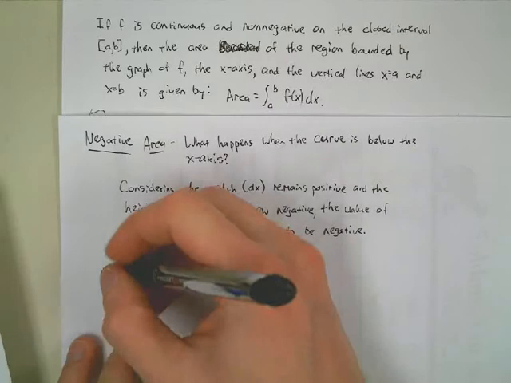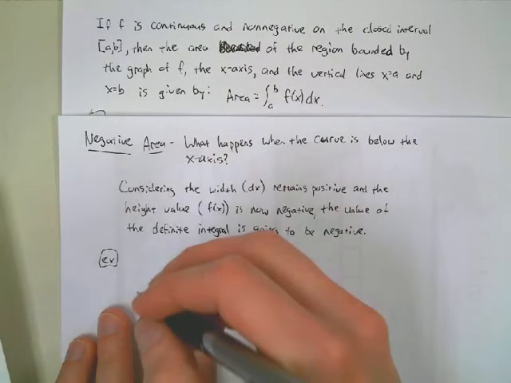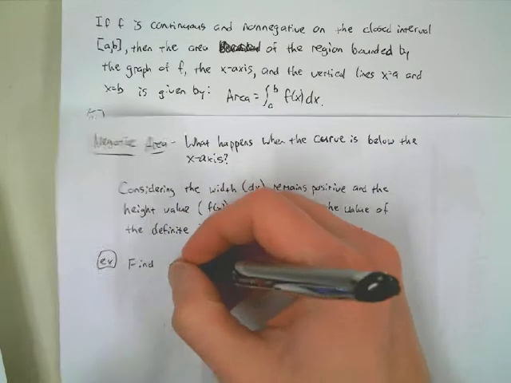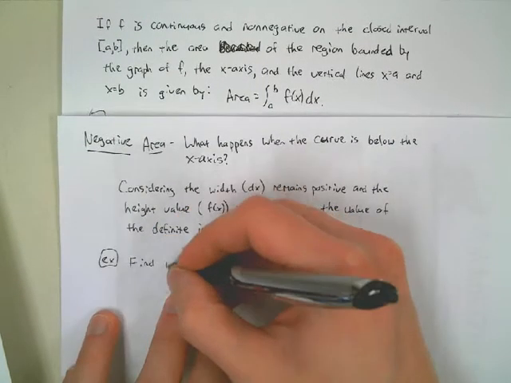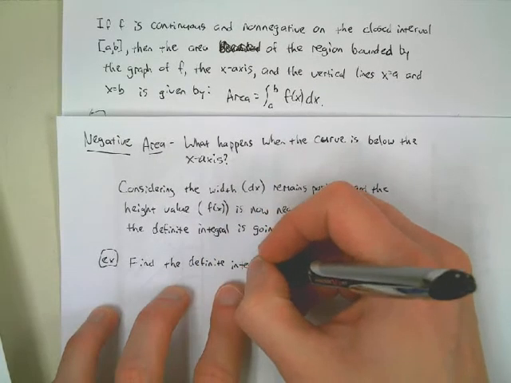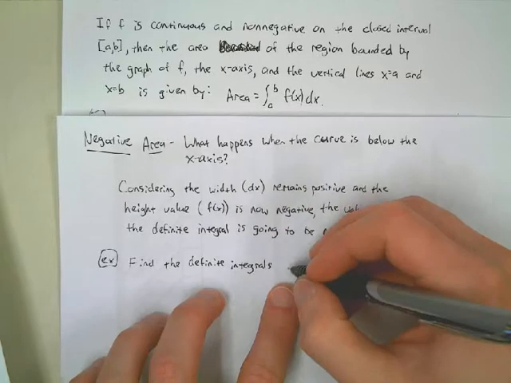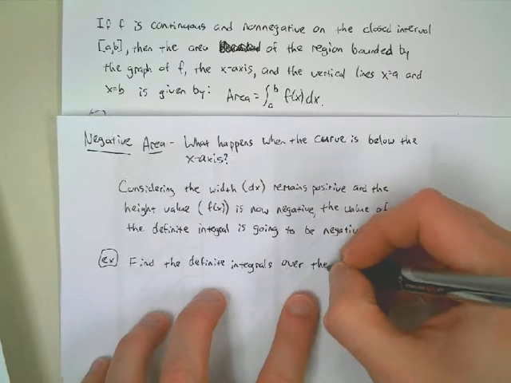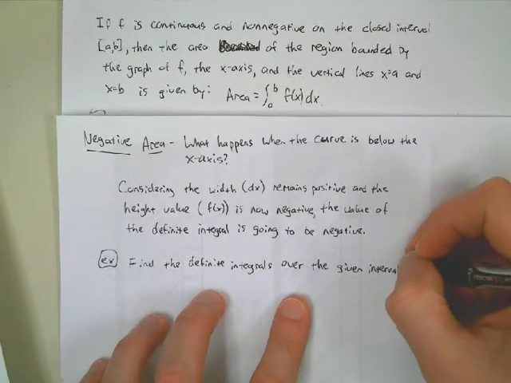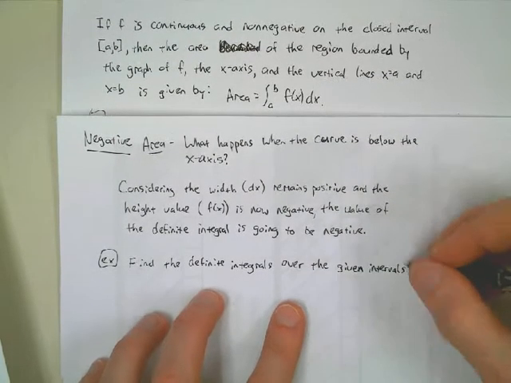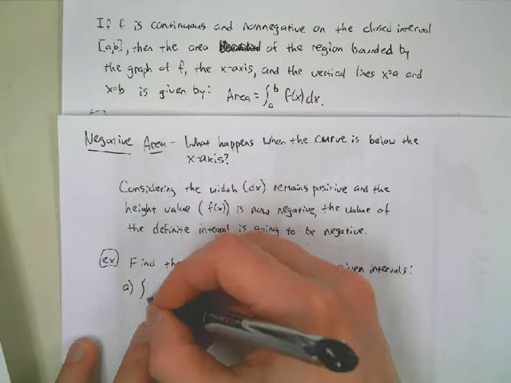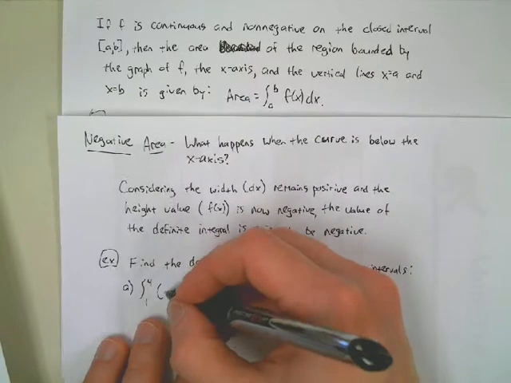All right, so as an example, we're going to find the definite integrals over the given intervals. Don't get those words interval and integral mixed up. All right, so let's do the first one here. Integral from 1 to 4 of x minus 4 with respect to x.